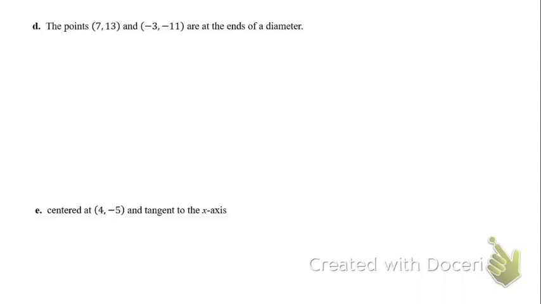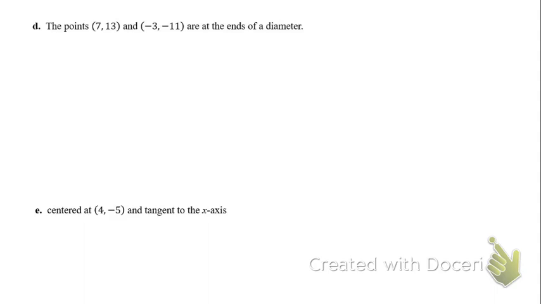Okay, let's take a look at two other kinds of questions asking you to find the equation of a circle. And I think by now we have it down. The formula is (x minus h) squared plus (y minus k) squared equals r squared, where h and k are the center, right?